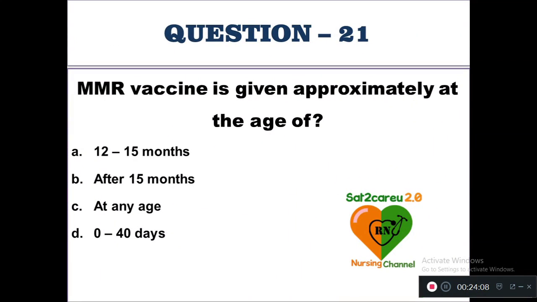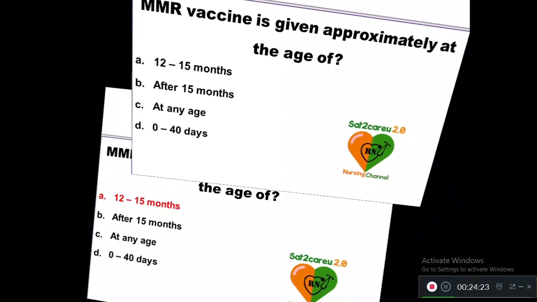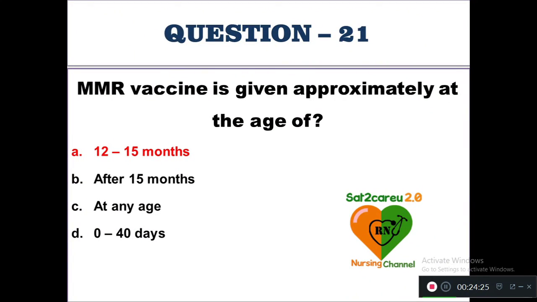Question number 21. MMR vaccine is given approximately at the age of option A 12 to 15 months, B after 15 months, C at any age, and D 0 to 40 days. MMR vaccine is approximately given at the age of 12 to 15 months.